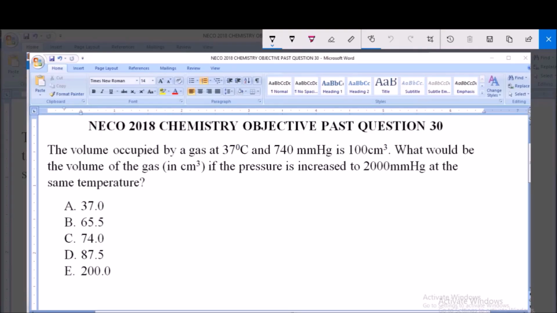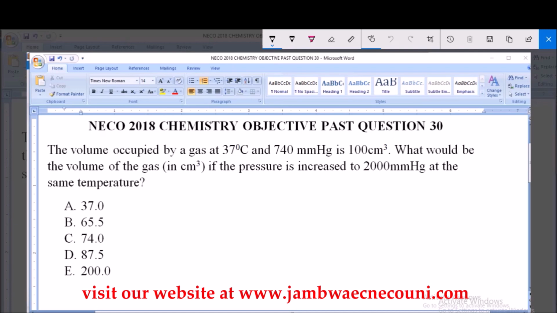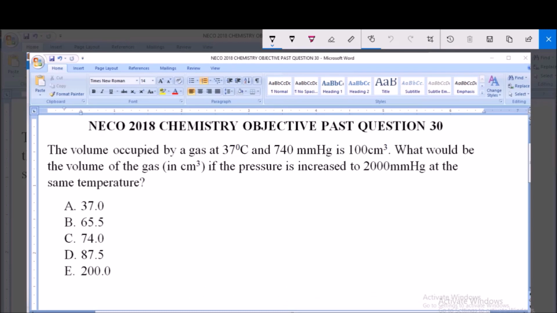I'll be answering NECO 2018 Chemistry Objective Past Question 30. The volume occupied by a gas at 37 degrees Celsius and 740 millimeter mercury is 100 centimeter cube. What would be the volume of the gas in centimeter cube if the pressure is increased to 2000 millimeter mercury at the same temperature? Now the options given are A 37.0, B 65.5, C 74.0, D 87.5, and E 200.0.